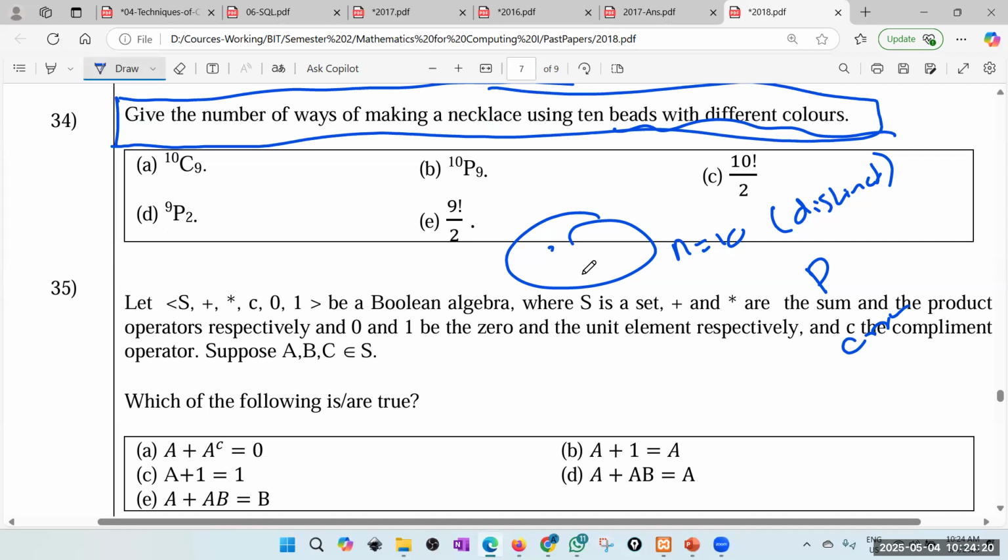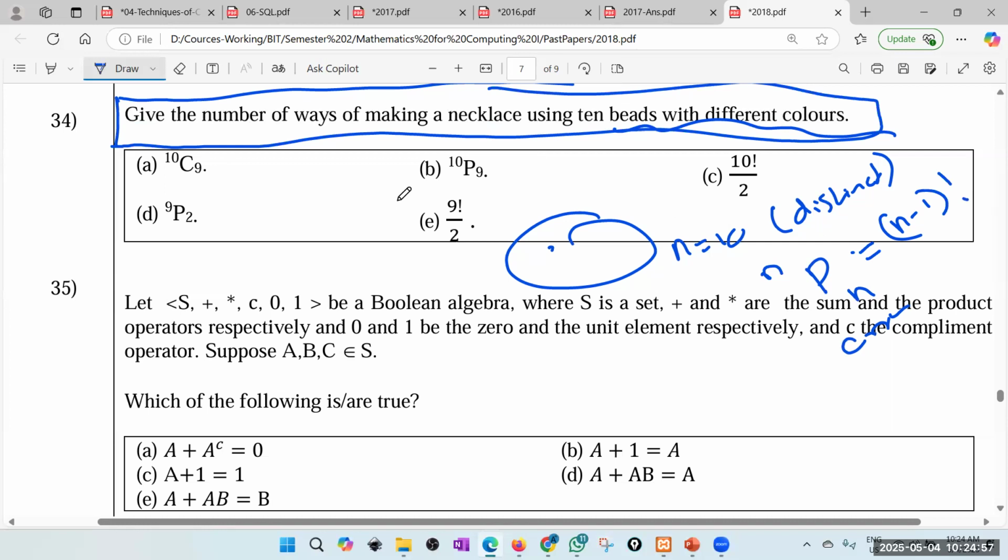So therefore this is an nPn question but circular. Because it's nPn circular, the answer is factorial n minus 1. If it is linear, nPn is factorial n, but this is circular. So therefore this is factorial n minus 1. So that means factorial 9. Okay, factorial 9. Do we have factorial 9? It looks like we don't have factorial 9, right?